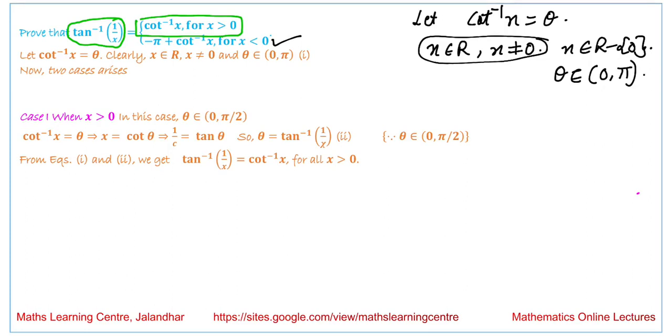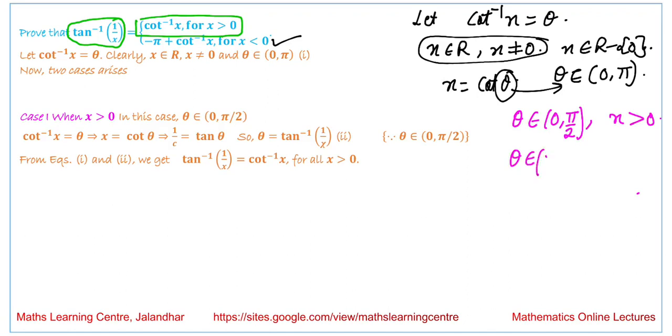Because if we are looking at this function over here, we have x equal to cot of theta, and this theta should belong to 0 to pi. It is neither defined at 0 nor at pi. So we are talking about two cases now. If theta belongs to the interval 0 to pi by 2, then we have x greater than 0. And when theta belongs to the interval pi by 2 to pi, then we have x less than 0.